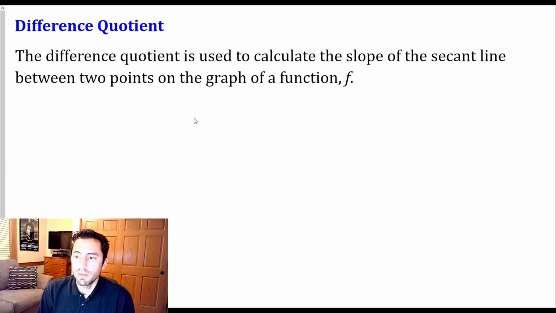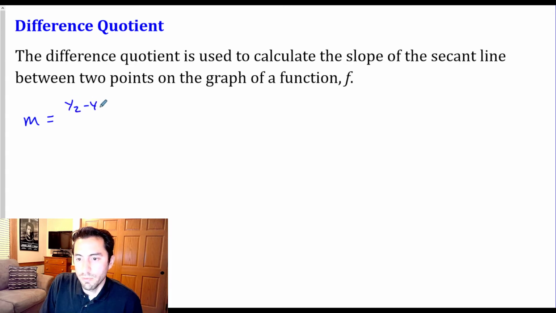So on the screen, I laid out what the difference quotient does. I said the difference quotient is used to calculate the slope of the secant line between 2 points on the graph of a function f. Okay, so there's a lot going on in there. So the slope of a line, we know what that represents. Back from algebra and geometry, we remember that the slope formula, slope is equal to the difference of our y values divided by the difference of our x values.